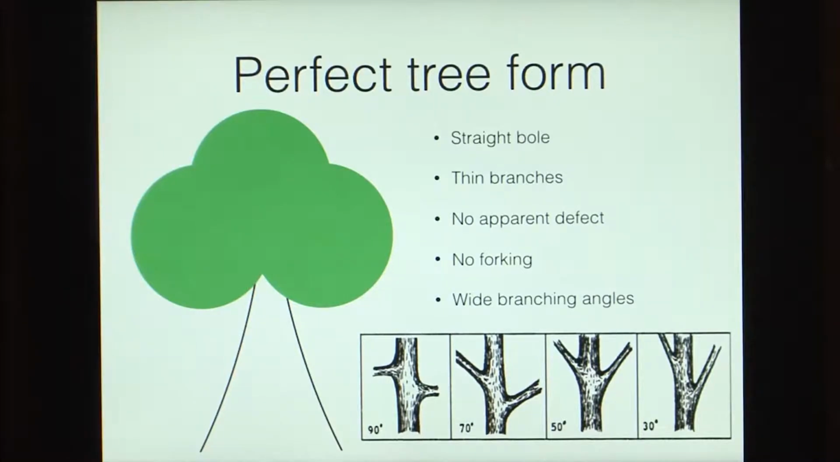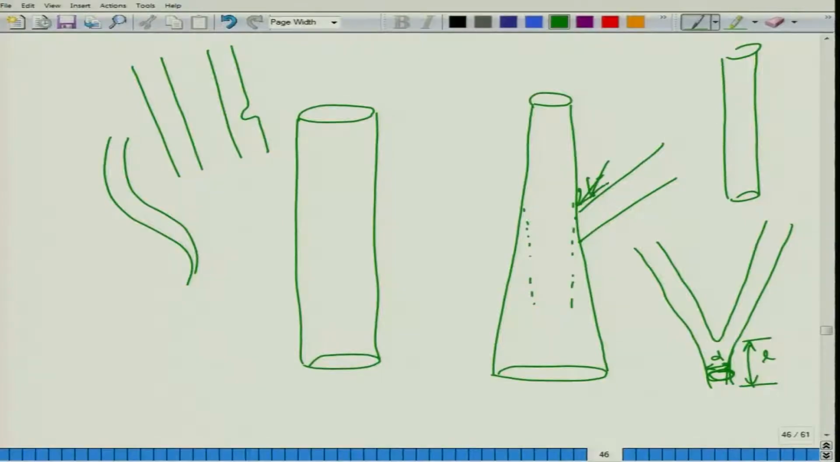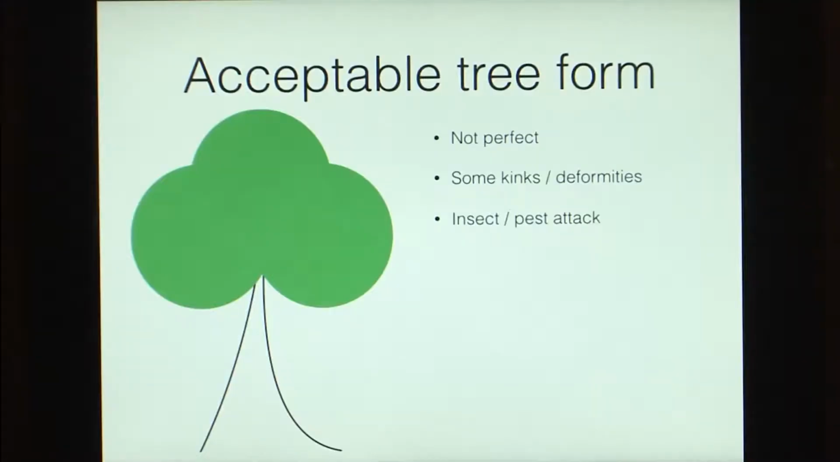So, in that case, when we have these defects, they will not be very prominent, but if you had a branch that went at a very acute angle, then this portion would have a very large amount of defect. So, that is not considered a perfect tree form. Next, we have an acceptable tree form. An acceptable tree form is not perfect.